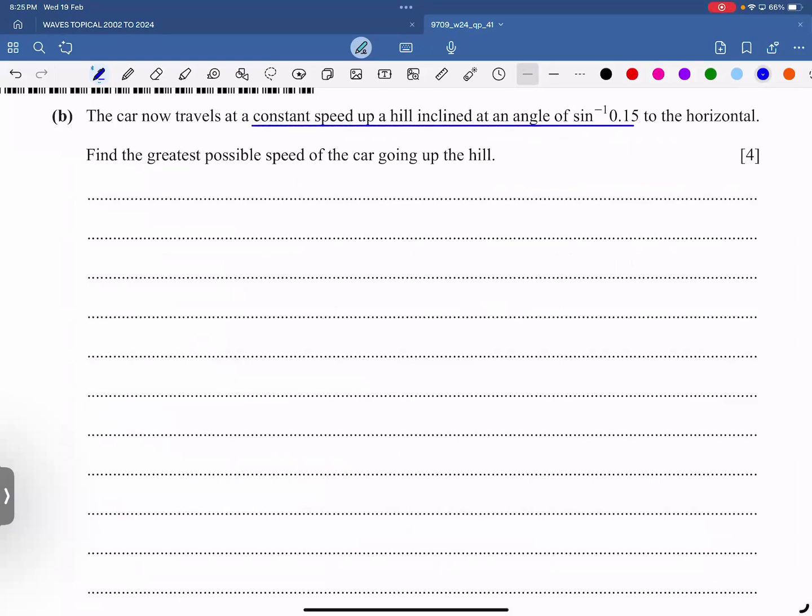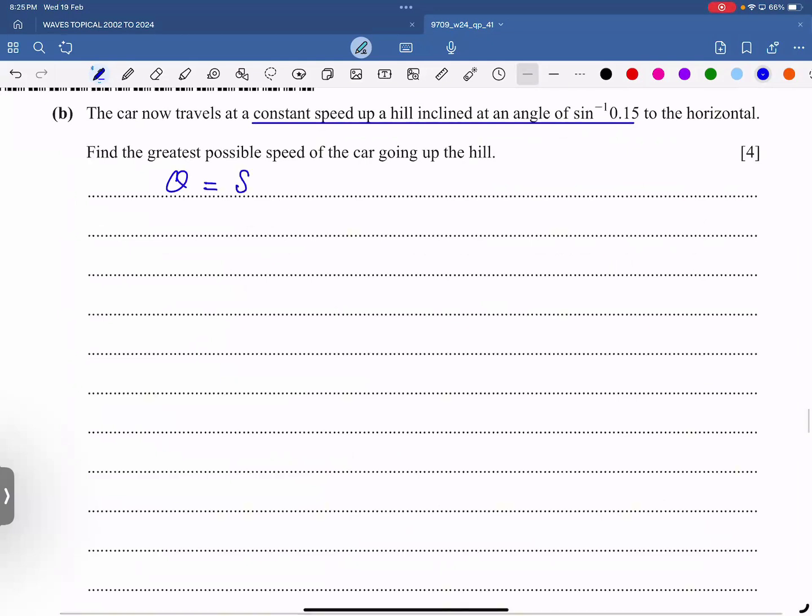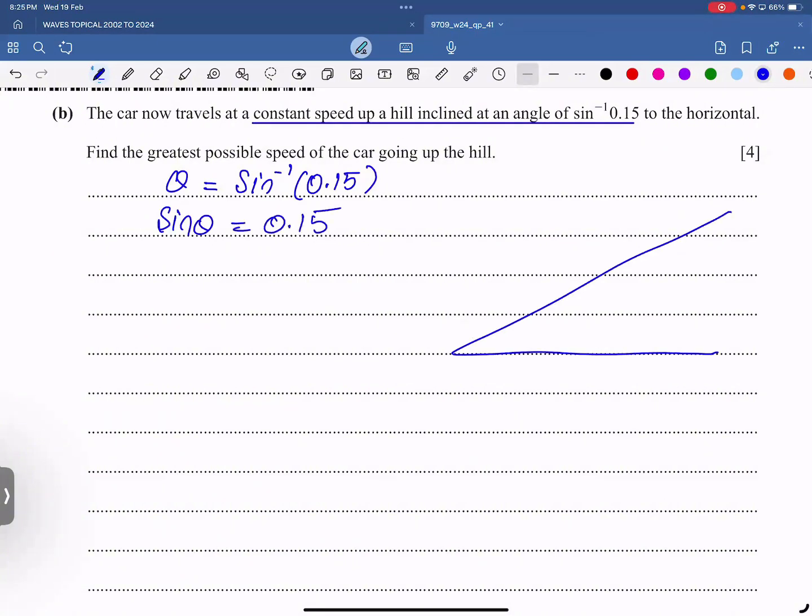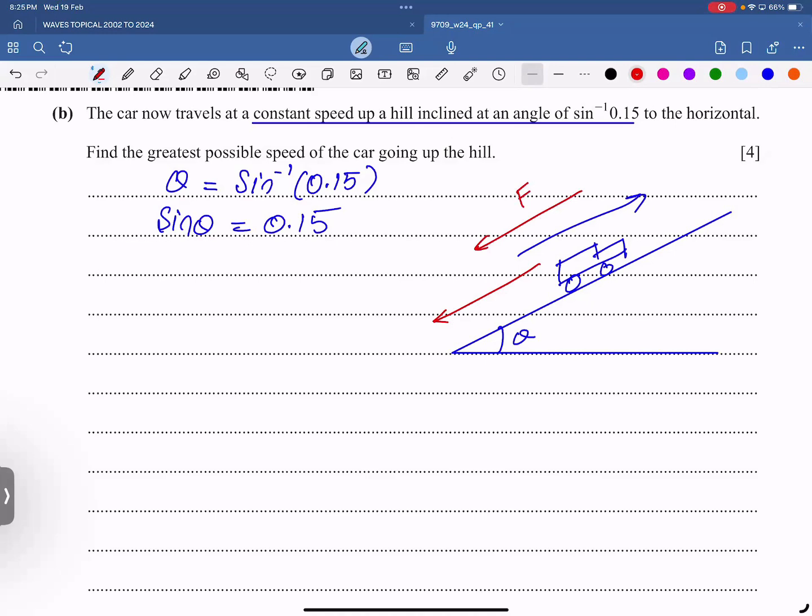Inclined plane, sine inverse is this. So theta is equal to sine inverse of 0.15. So sine theta is 0.15. You can make an inclined plane, my dear students, with the theta over here. The car is moving like this now. When the car moves this way, you know there is a backward force. Apart from the resistive force, there is mg sine theta, my dear students.